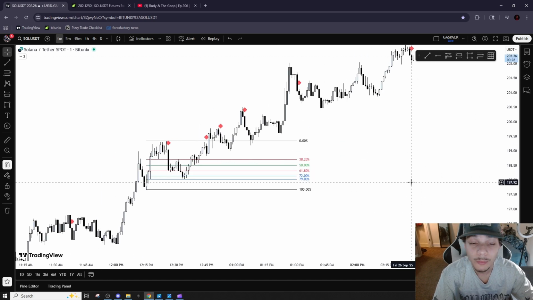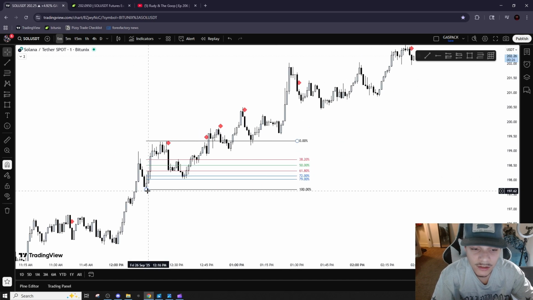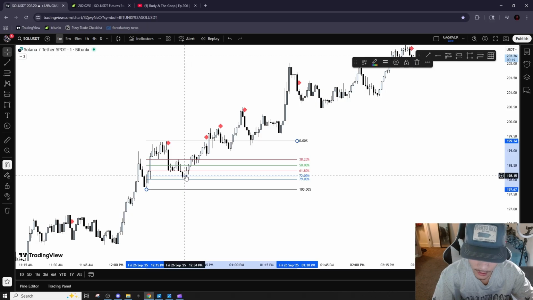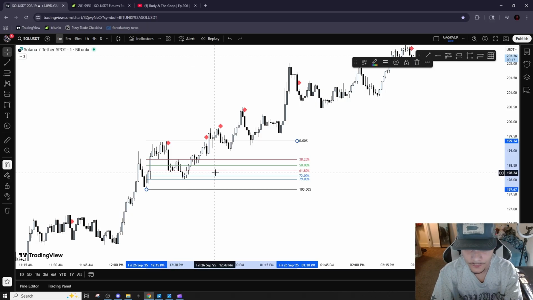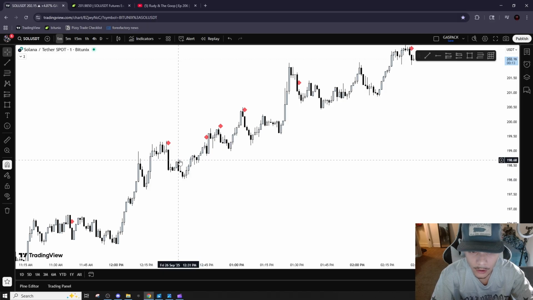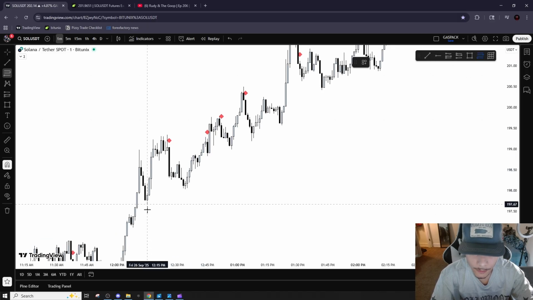So if you want to look for a pullback in an uptrend, you want to take the fib from the swing low to the swing high. That's for the pullback. All right, got it? Now for the closure above, you want to take it from a swing high to a swing low. So we seen pullback. All right, perfect, held.